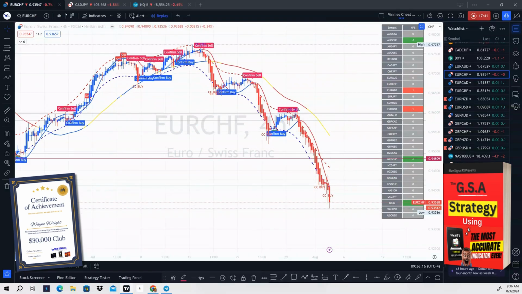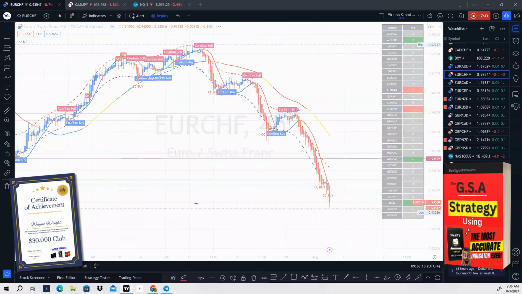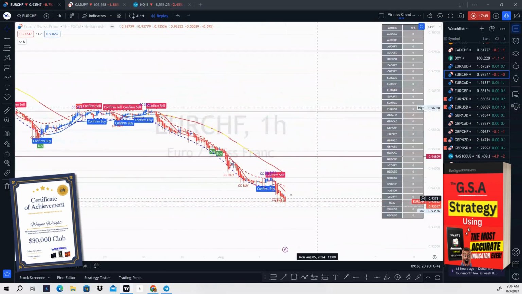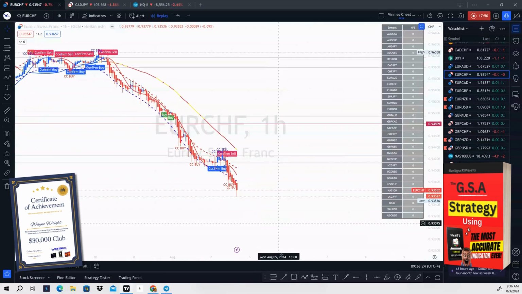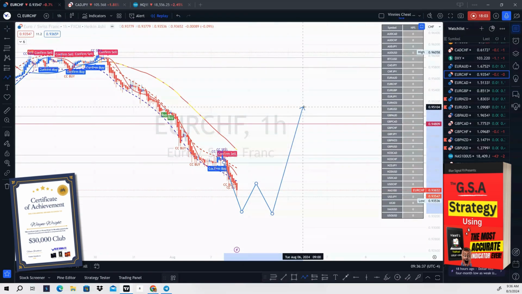Now that we have a CC buy on the daily and a CC buy on the 4-hour, we're going to go to our entry time frame, which is the 1-hour time frame. And what are we waiting for? We are waiting for a break and a retest, a W formation. We want to see price maybe continue down a little bit, push up, come back and retest this low.